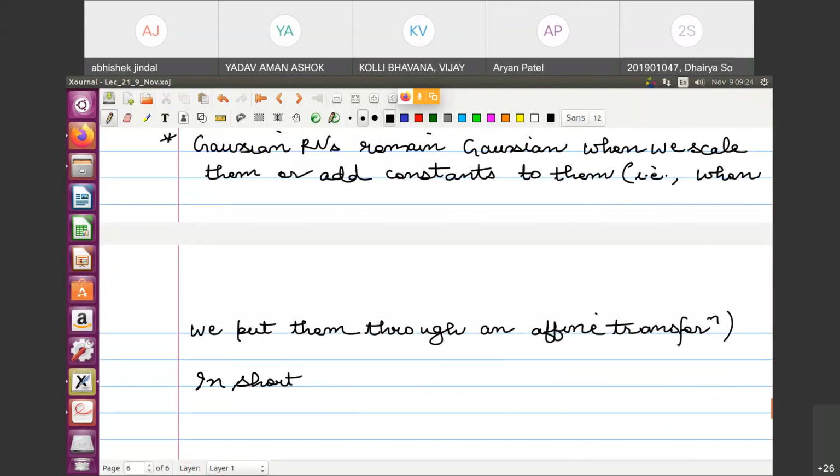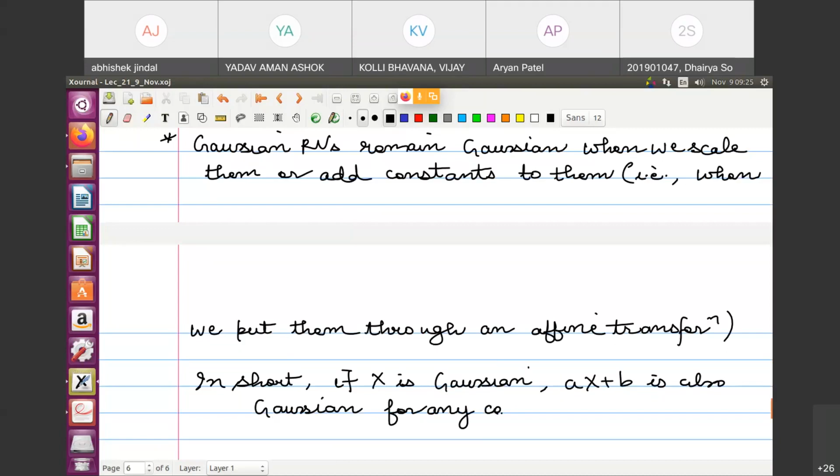Then at that time we won't be saying how did this happen, because we have already seen that these are the properties. Some we will prove, some we will just simply accept without proof. So in short, if x is Gaussian, then ax plus b is also Gaussian, for any constants a and b. So this should be remembered.